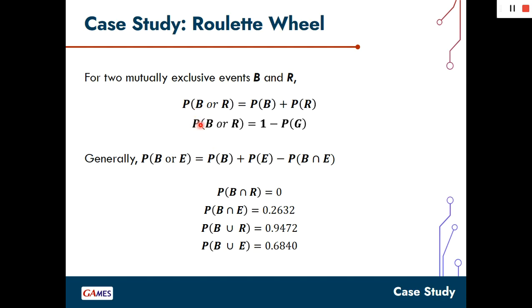But what if you're dealing with events that share outcomes? For example, the event of a black and the event of an even number. Some black pockets are actually even numbers, and some even numbers are black pockets. So when you're dealing with this kind of situation, we extend the formula by subtracting the probability of the intersection between those two events, because these two events will be sharing common elements.